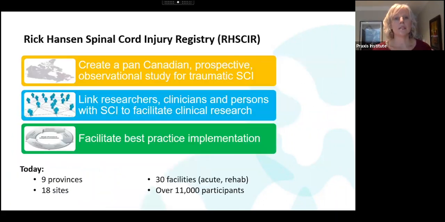And so what the group decided was to use the Rick Hansen Spinal Cord Injury Registry. This is a registry of patients who have new traumatic and recently non-traumatic spinal cord injuries. It's run across 30 hospitals in Canada and has over 11,000 participants in it to date. The goal of the registry really was to start to create a Canada-wide observational look at what traumatic spinal cord injury looks like. And like I said, that's now progressed into adding non-traumatic. It's given us a platform to link researchers, clinicians, and individuals with spinal cord injury, both to help in terms of clinical research, but also to help facilitate implementation of best practices.